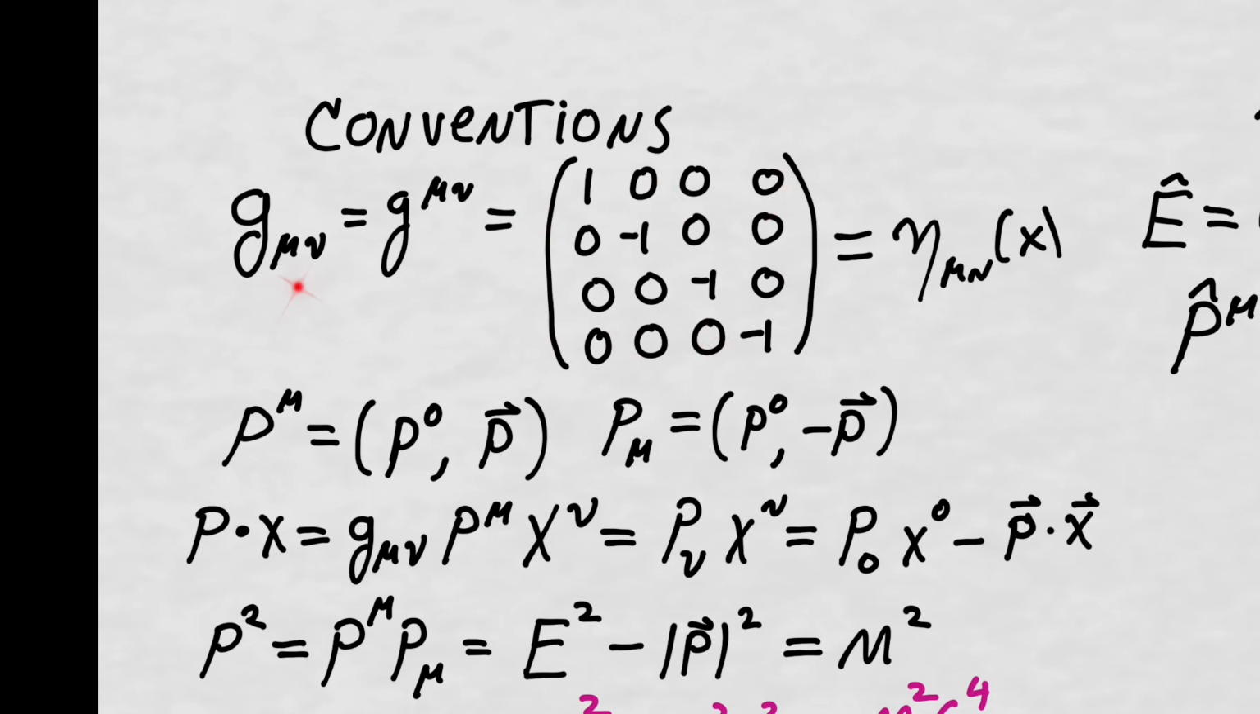Now, the metric is written in some textbooks as g_{μν}, and in other textbooks as η_{μν}. Now, I prefer η_{μν}. I'm erasing that function of x because the reason I prefer η is whenever I see g, I always think of the metric tensor, which is a function on the space-time manifold that you're working on.